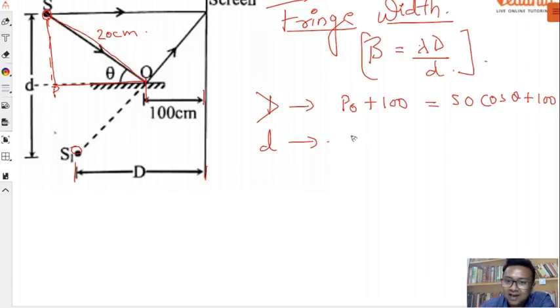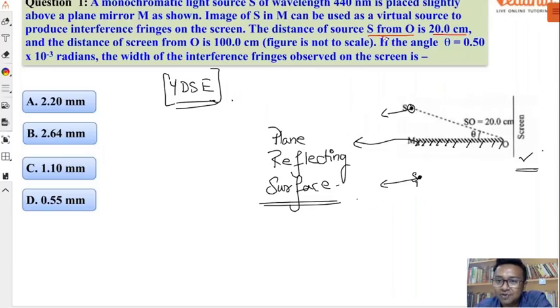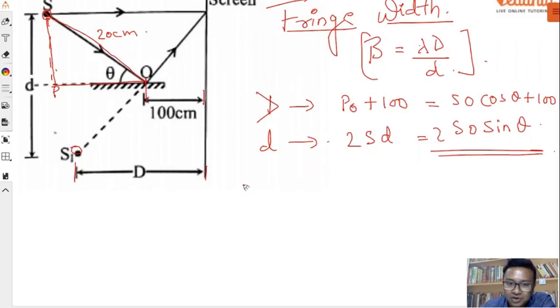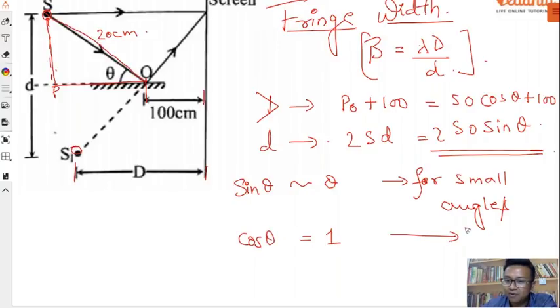All right, and small d is nothing but 2 times SD. SD is this distance, so that is like 2 times SO sine theta. Okay. Achha guys, now what about your theta? Theta is the angle which is given to us out here. Now, one approximation, sine theta will be approximately equal to theta for small angles, all right, and cos theta will be equal to 1, same reason for small angles. Clear? Use all of this, insert into it, and tell me what is the answer.